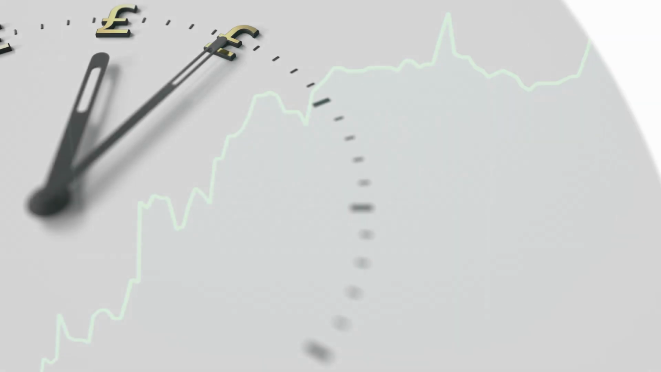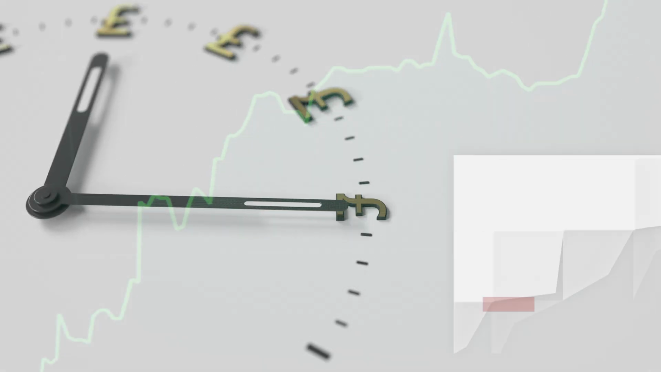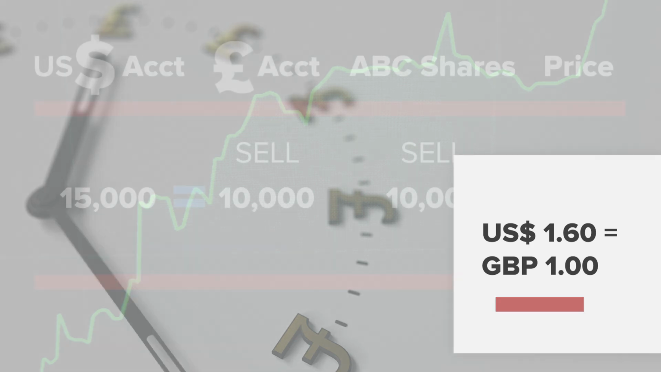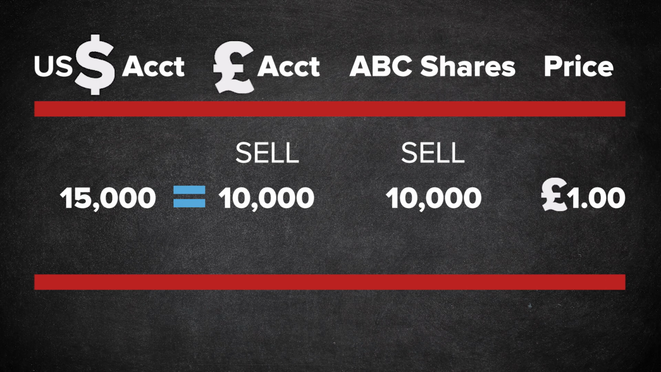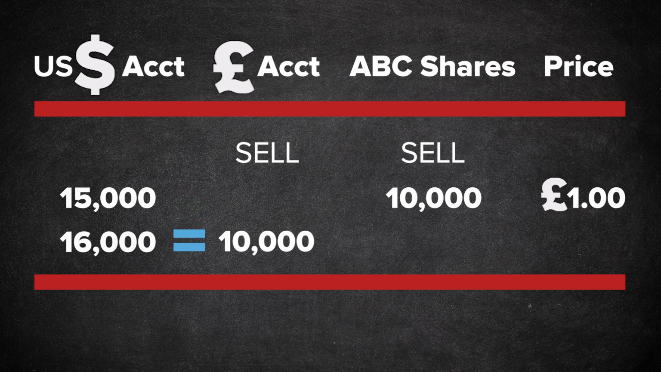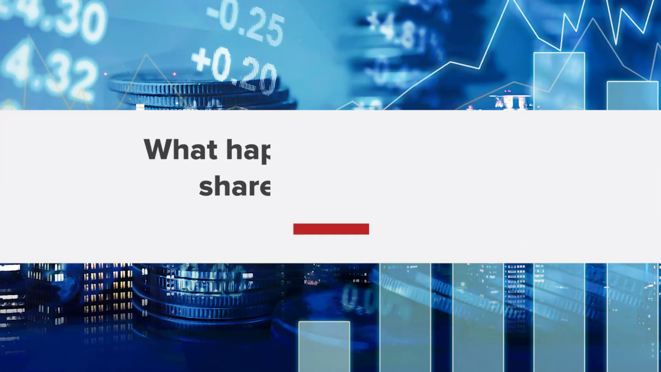Now, let's say that instead of weakening, the pound strengthens versus the US dollar. £1 now buys $1.60. When converting that £10,000 after liquidation under this exchange rate, you'll receive $16,000 or a $1,000 gain. What happens when the share price moves?